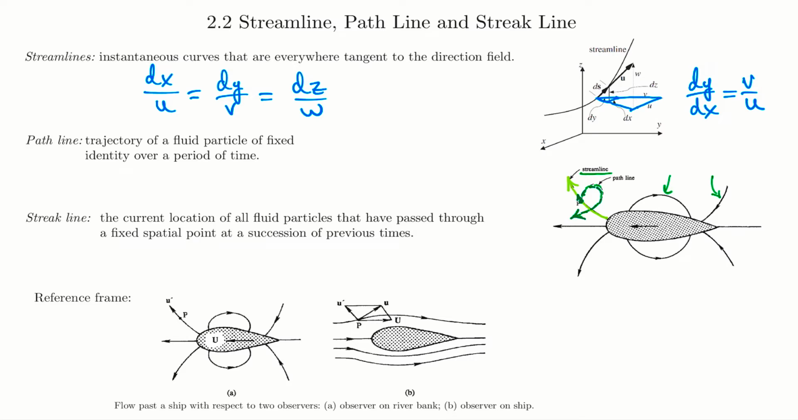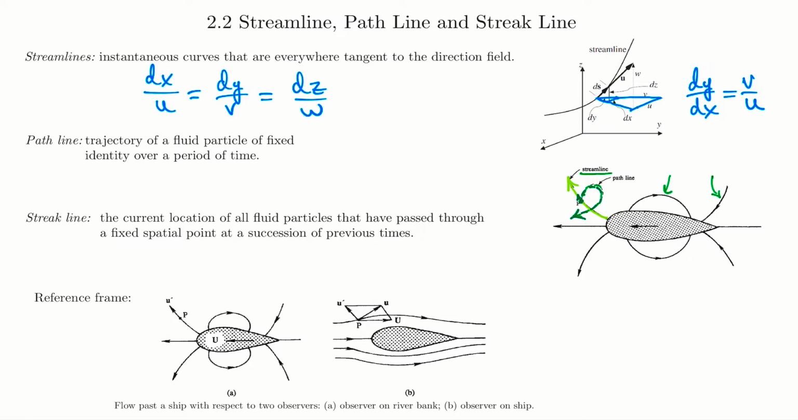So you have a difference. And then streakline is another concept that comes up a lot, especially for flow visualization. It's defined as the current location of all the fluid particles, basically a line of all the fluid particles that pass through a specific point. So this would be like if you injected a dye or smoke.